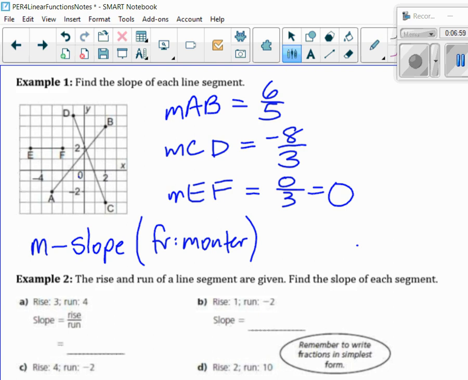Okay, so it doesn't matter where I put the negative as long as the fraction is negative or the number is negative, because it's going down to the right. Yeah, I can write it like this.